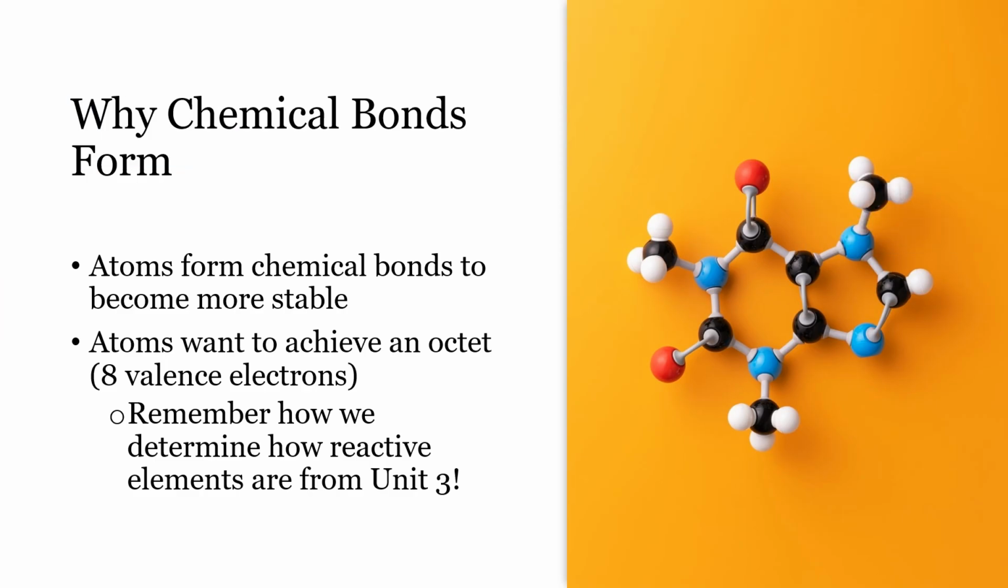So, kind of understanding why chemical bonds form in the first place. Atoms will form chemical bonds in order to become more stable. And they are going to achieve this stability by achieving an octet. That is just looking at the 8 valence electrons that all atoms want to have. Remember how we determine reactivity from unit 3. They are going to want to get to 8. The closer they are to 8 valence electrons, the more reactive they are going to be. And so, just really hitting home this idea that the atoms want to achieve an octet, those 8 valence electrons.